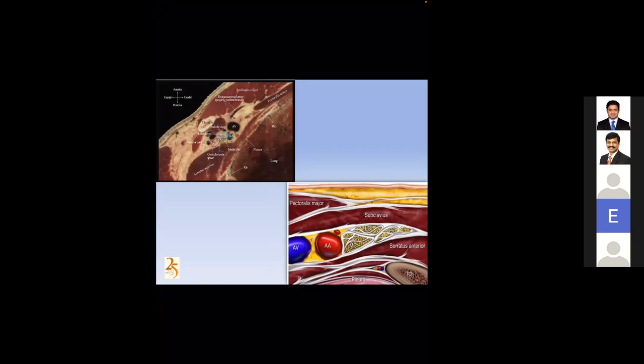What are the constituents of the costo-clavicular space? We have the axillary vein medially, the first part of the axillary artery, and the cords of the brachial plexus lying lateral to the first part of the axillary artery.